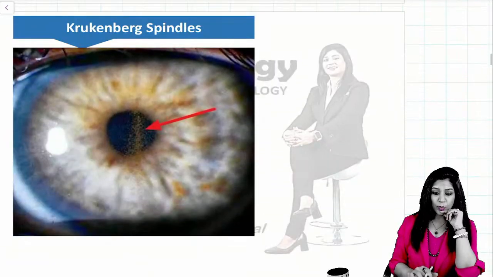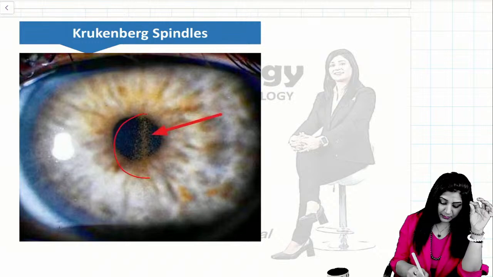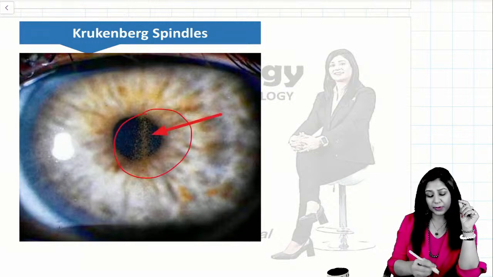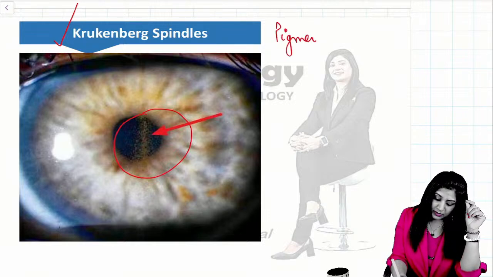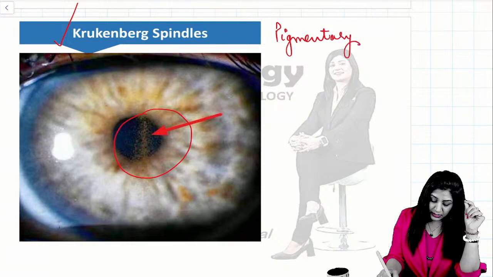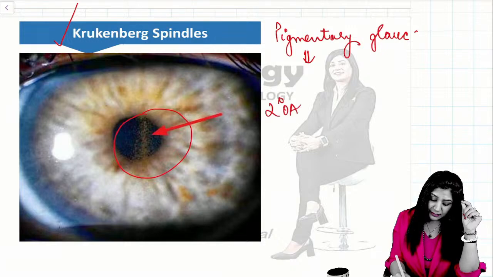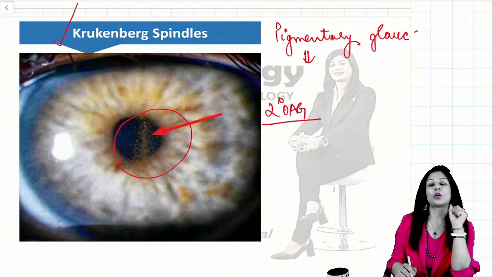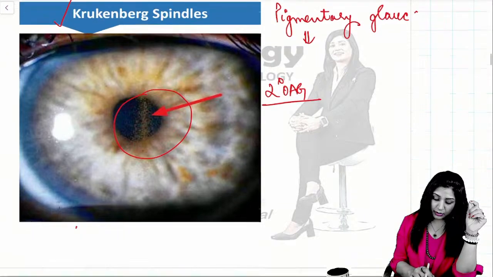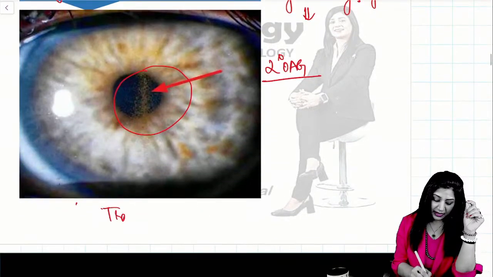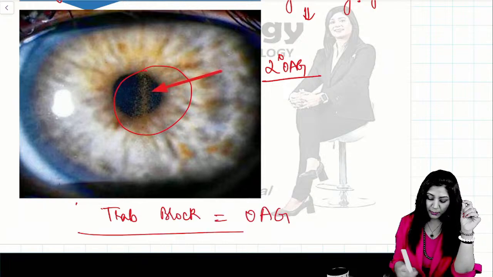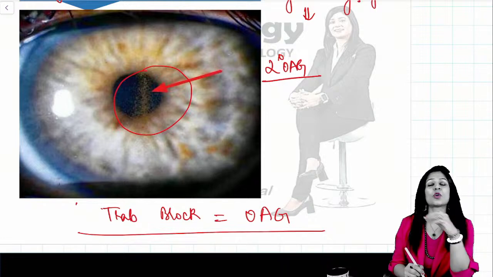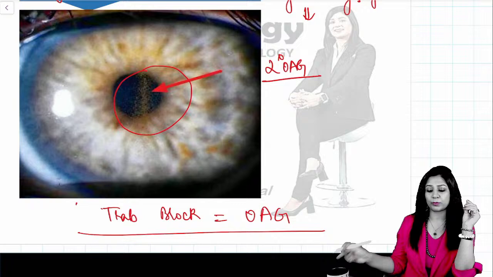Now see, another important thing is this. Here you can see the pigments on the posterior surface of the cornea. These pigments are called the Krukenberg spindles, and they are found in the pigmentary glaucoma. Now pigmentary glaucoma is a secondary open angle type of glaucoma. Pigments are causing trabecular blockade. And always remember your cheat code: whenever we have trabecular blockade, it is always open angle type of glaucoma.